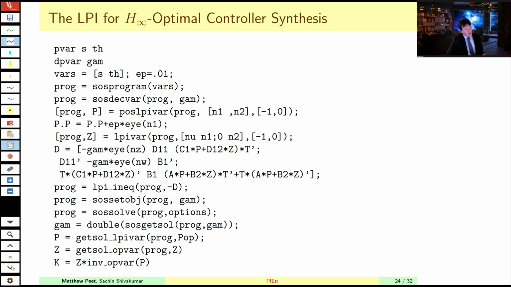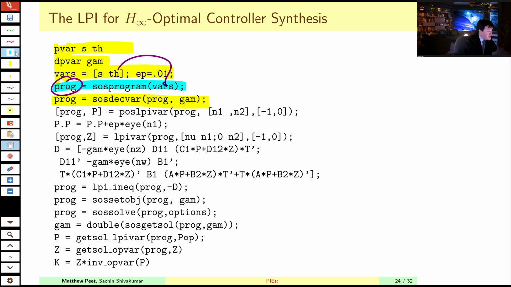So just to illustrate the walkthrough for, say, the H-infinity optimal controller synthesis problem, we've outlined it here. This is all header stuff, standard stuff. We declare these to be pvars. Gamma is actually declared to be a dpvar, because that's how you do it in SOS tools now. These independent variables get passed into the SOS program structure, which gives us an SOS program structure, prog. We've created one. We now make gamma a decision variable using sosdecvar, which gives us back our prog structure.